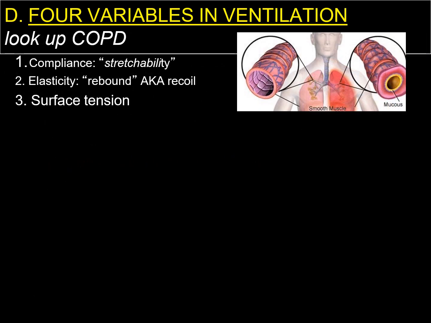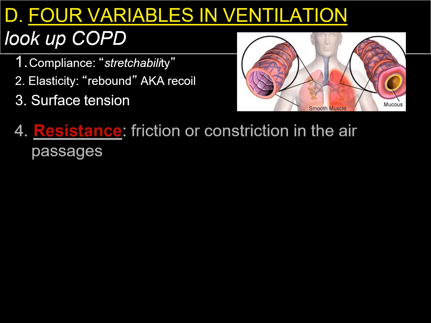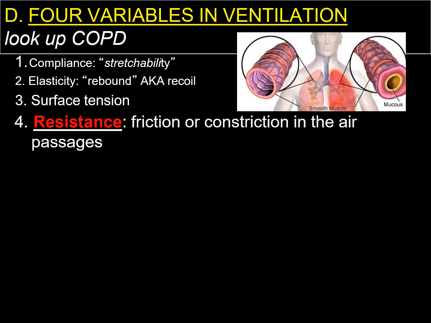And so we've covered compliance. We've covered elastance or elasticity, that recoil, that rebound. We've talked about surface tension. There is actually a mathematical formula called the law of Laplace that describes surface tension. We don't have to know that. You just have to understand the concept of surface tension. And then finally, our last variable is resistance. That is the friction that is caused by fluids or gases moving through conducting pathways, whether they're pipes or airways.